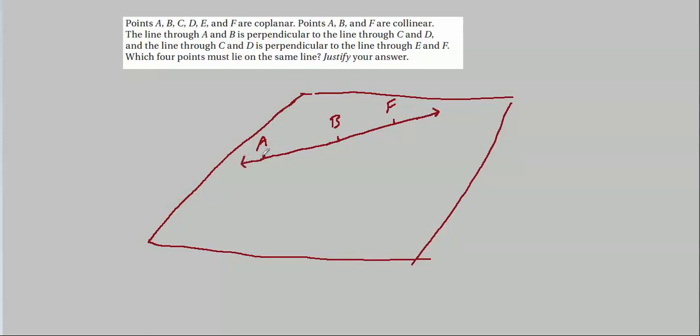Now we have the line that goes through points A and B. Okay, so far. That line is perpendicular to the line through CD. Well, let's just draw a perpendicular line to AB. It doesn't have to be between AB, so let's draw it there, and we'll put our little right angle mark in there to show that this, even though it may not look perpendicular, it is. At least it's supposed to be. And this is CD.